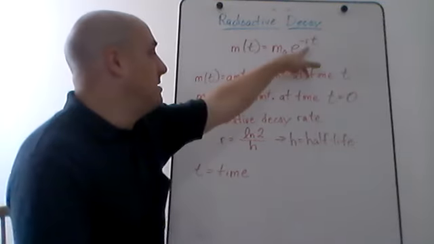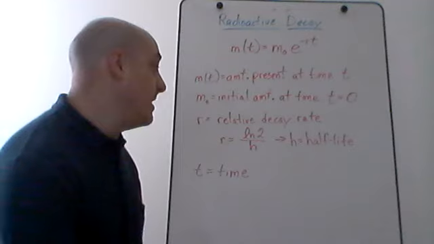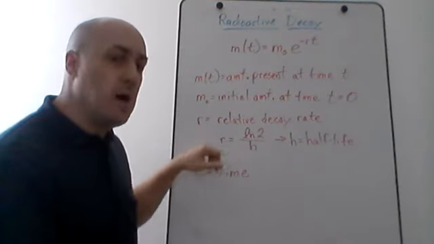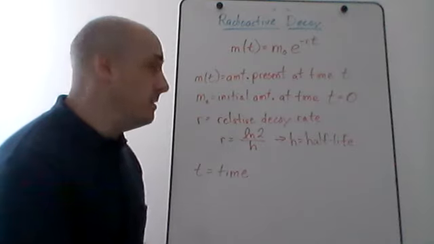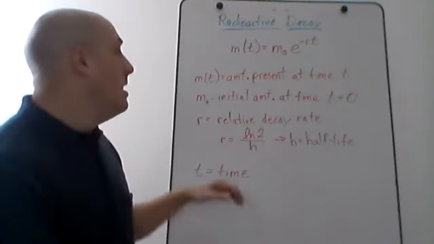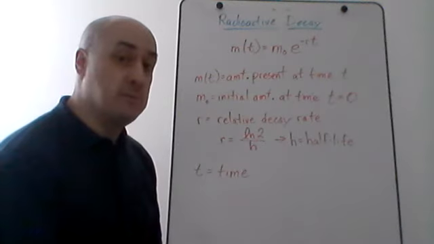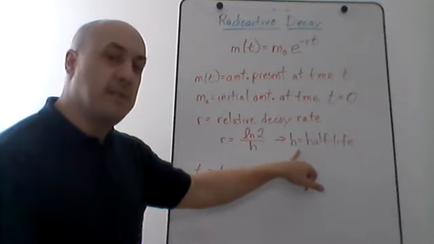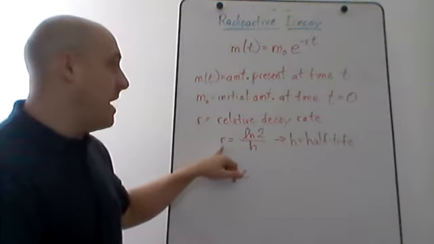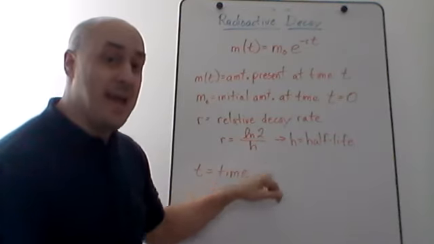The r is the relative decay rate, right? The rate at which our radioactive substance is decaying over time. Now, there's a formula to calculate r. Some problems will tell you what r is, right? It's decaying at 32%, so r equals 0.32. Some problems will tell you the half-life of the radioactive substance. The half-life, we give that the letter h for half-life, and then the formula is that the relative decay rate r equals the natural log of 2 divided by h, divided by that half-life, right?